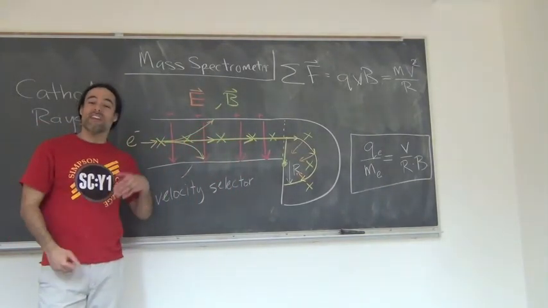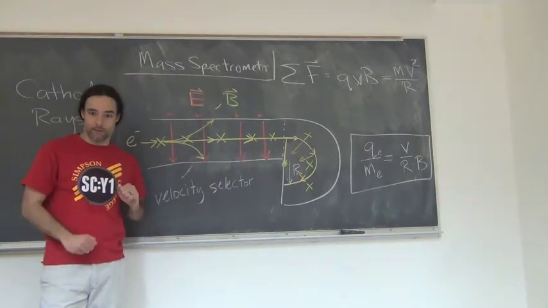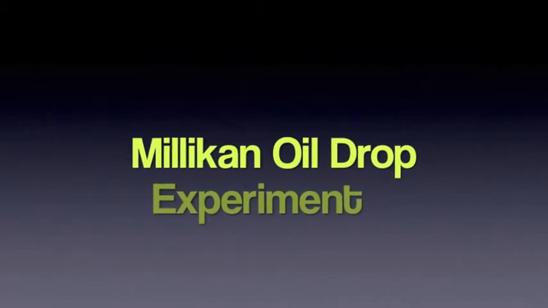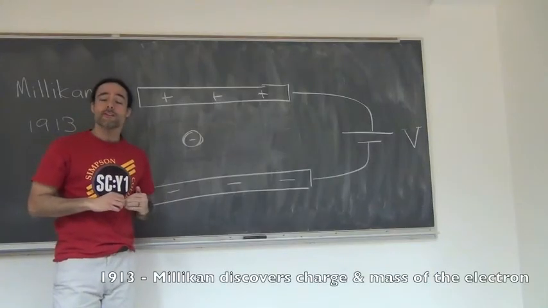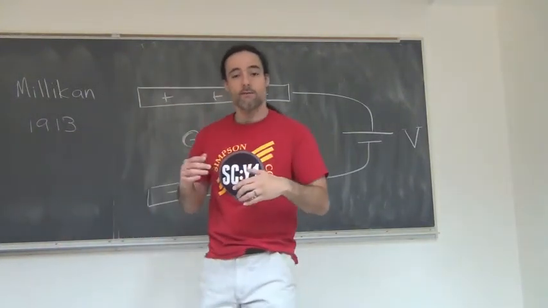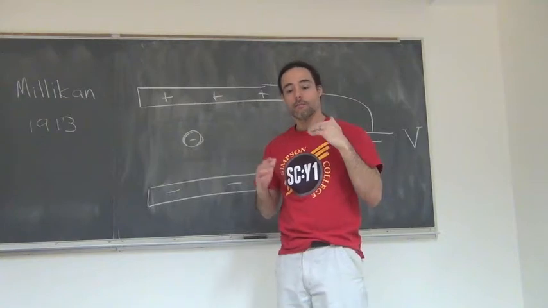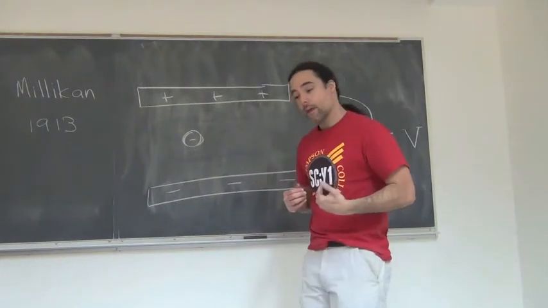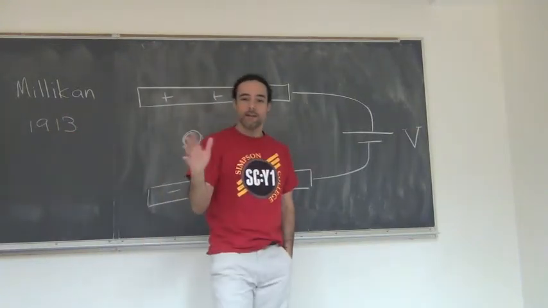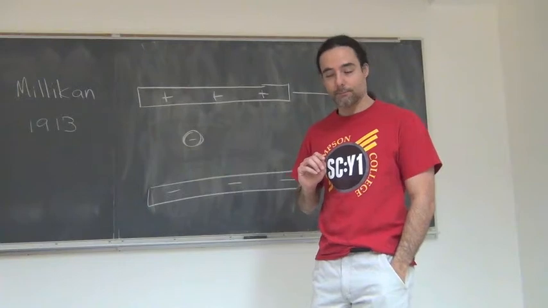How do we figure out what the individual charge and individual mass of an electron is? It wasn't until some years later that someone came up with a brilliant idea for how to measure the charge and mass of an electron separately. And that man's name was Robert Millikan, and he did a series of experiments between about 1908 and 1913.